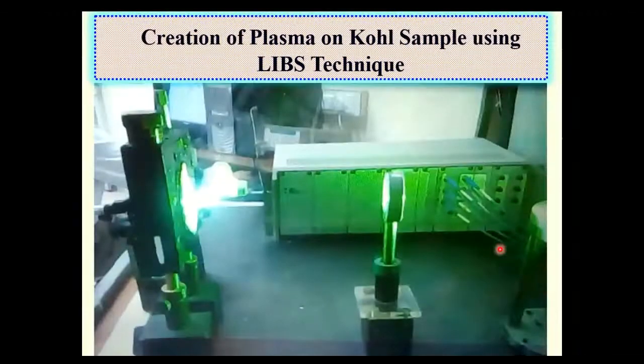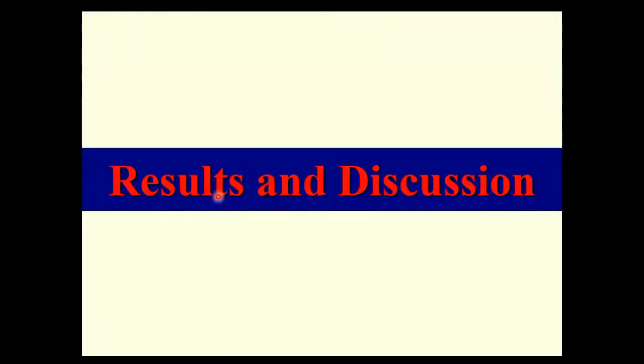Again, this is the same picture which I have shown you. Our probe is set from this side at 90 degrees to the plasma plume, and this is the perfect location for the probe. This probe absorbs maximum radiations. That's why we place this probe at 90 degrees to the plasma.